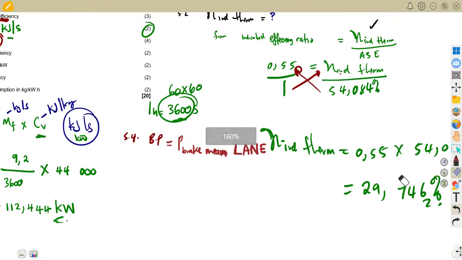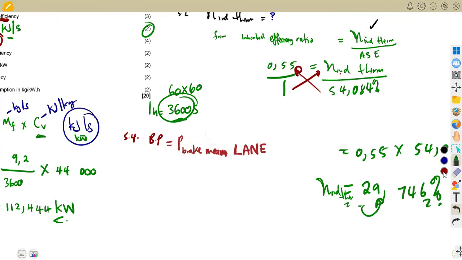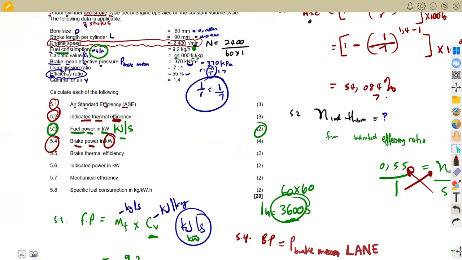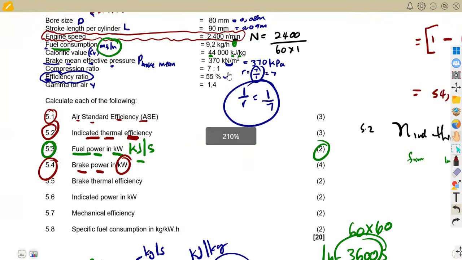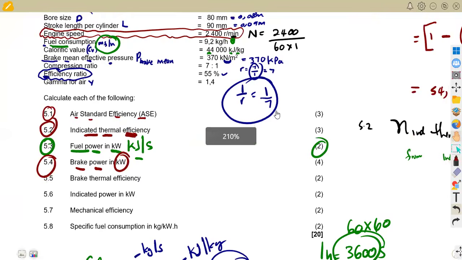So in this case, guys, are you going to need this? If we need this, then let me just write it here so that we do not have confusion. This was our indicated thermal efficiency. Still remember this one, no problem. So what are we saying here? That is P break mean, the brake mean effective pressure that was given. Remember 307. So we have this value.